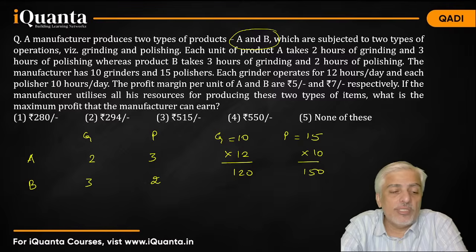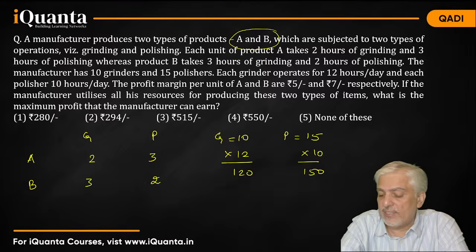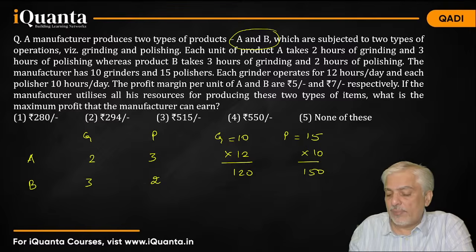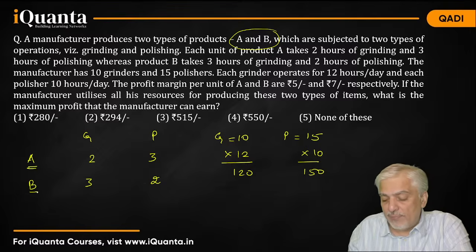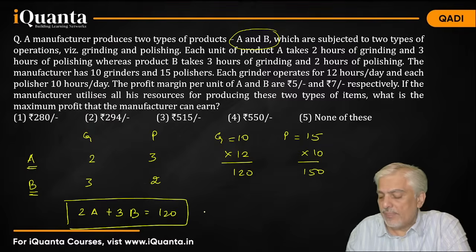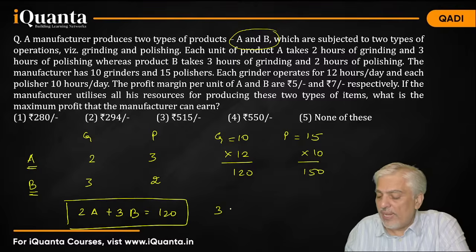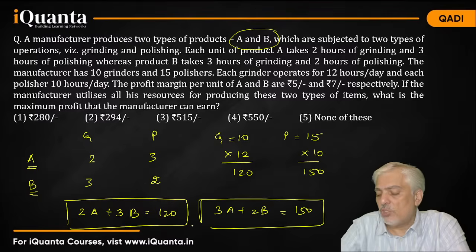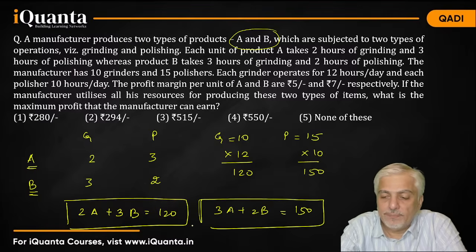If the manufacturer utilizes all the resources for producing this. So let's see, suppose he's making A products of A and B products of B. So how much grinding does he use? He will use 2A plus 3B equal to 120, equation number 1. And the second equation will be 3A plus 2B equal to 150. Solve this to get us the value of A and B.